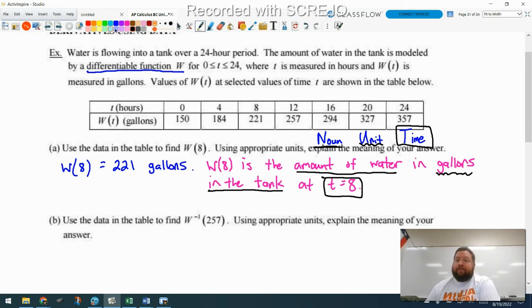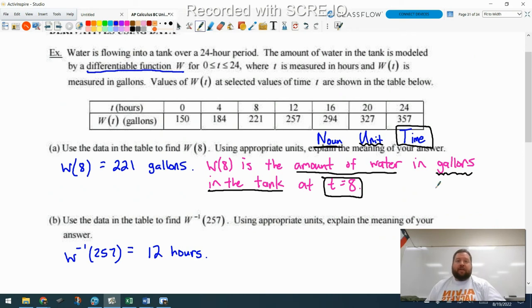All right, part B. Use the data in the table to find W inverse of 257. So now this is the W value, and we want to find the T that goes with it. So 257 is right here. The T that goes with it is 12. So W inverse of 257 is equal to 12, and T is in hours. You actually can get away with not putting the units here because we are going to mention the units over here in our answer, but I usually just put it in both places.